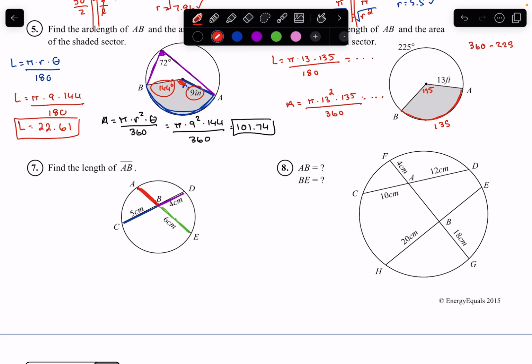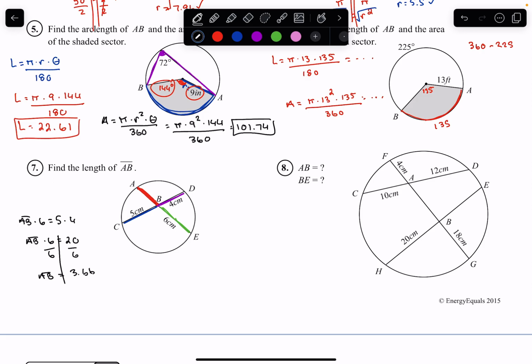Okay, so the red times the green. So the AB times the green line, 6, is equal to the blue line, 5, multiplied by the purple line, 4. So AB multiplied by 6 equals 20. Railroad track tells me to divide by 6 on both sides. So now AB is equal to 20 divided by 6, which is going to be what?